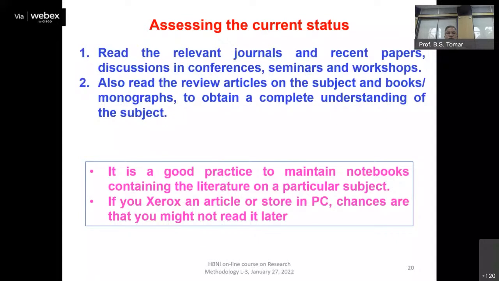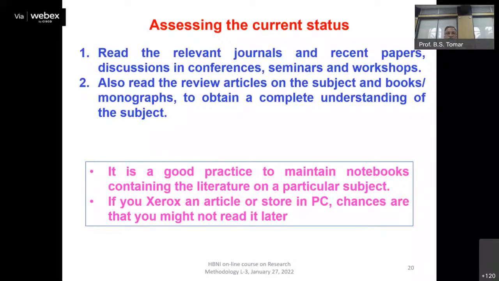Similarly, we have a habit of xeroxing articles thinking that we will read them later on, and you store the articles in the PC, you download and store in the PC or Xerox. But if you Xerox an article, chances are that you might not read it later, because you keep on Xeroxing, but later on you don't have time to read them.